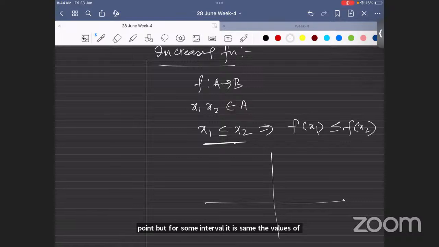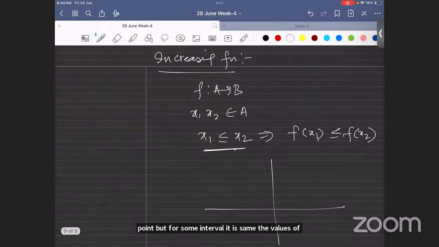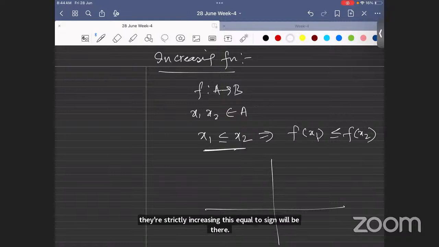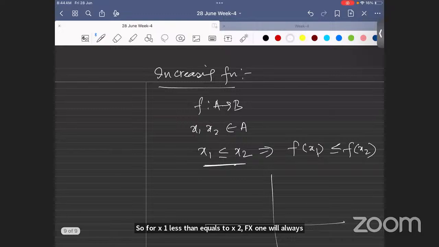The difference between increasing and strictly increasing is that for strictly increasing, the equal to sign won't be there. So for x1 less than x2, f(x1) will always be less than f(x2). There won't be any interval where the function value is equal.